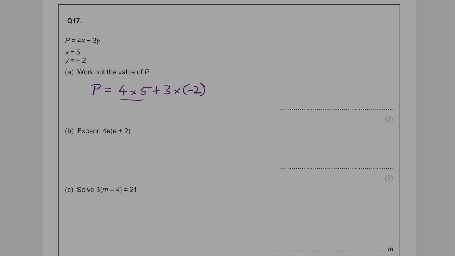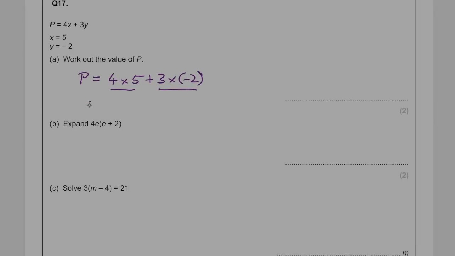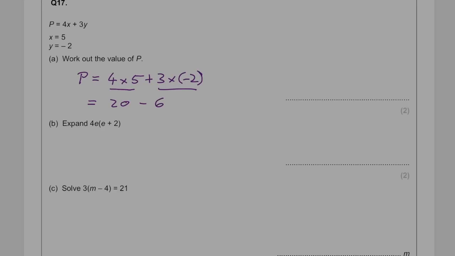Right, so I'm going to do my multiplication next. So that's going to be equal to 20. And then 3 times minus 2 would be minus 6. And then 20 minus 6 is going to be equal to 14.